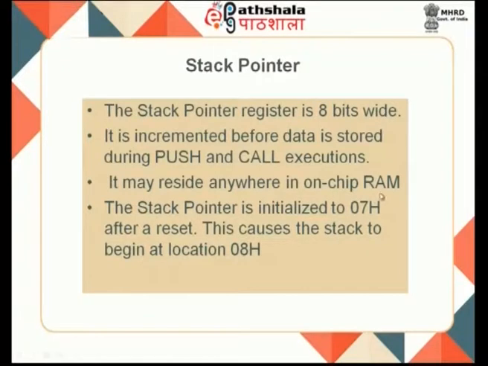By the time when I am doing this particular process, I want the address to be either incremented or decremented. That has been done with your stack pointer. It may reside anywhere in on-chip RAM, and the stack pointer is initialized to 07H after a reset. This causes the stack to begin at location 08.